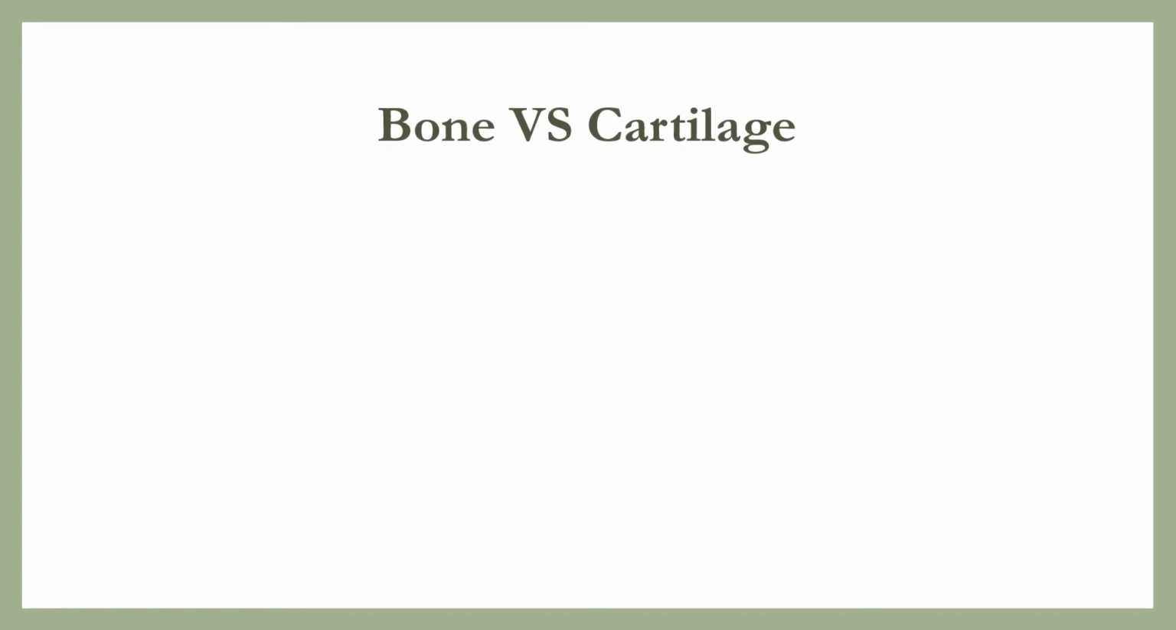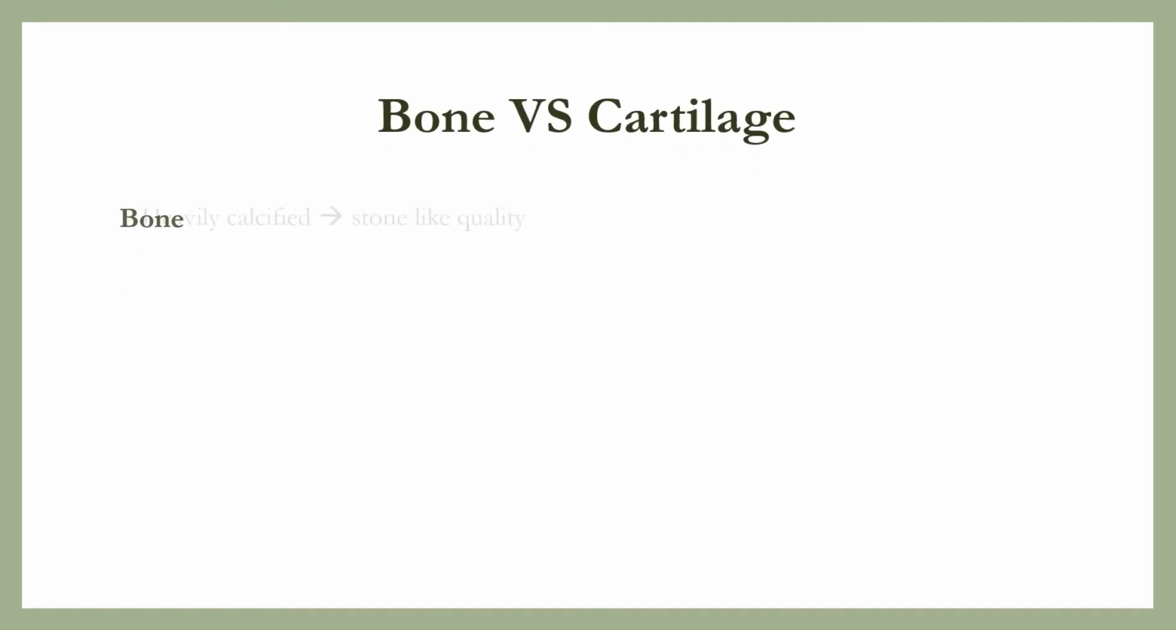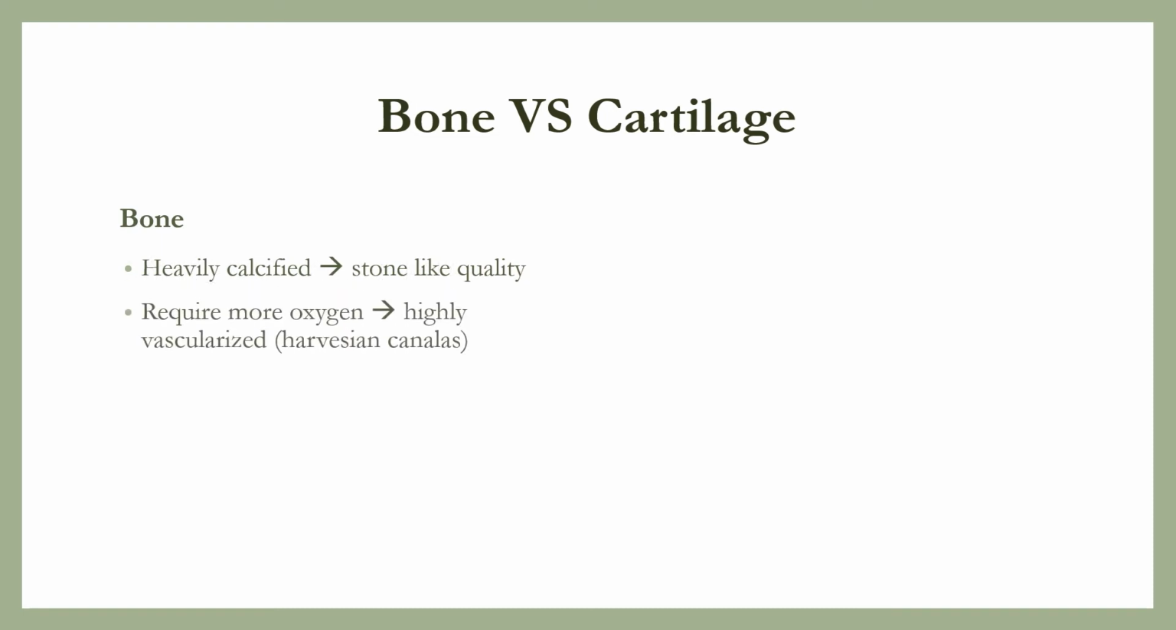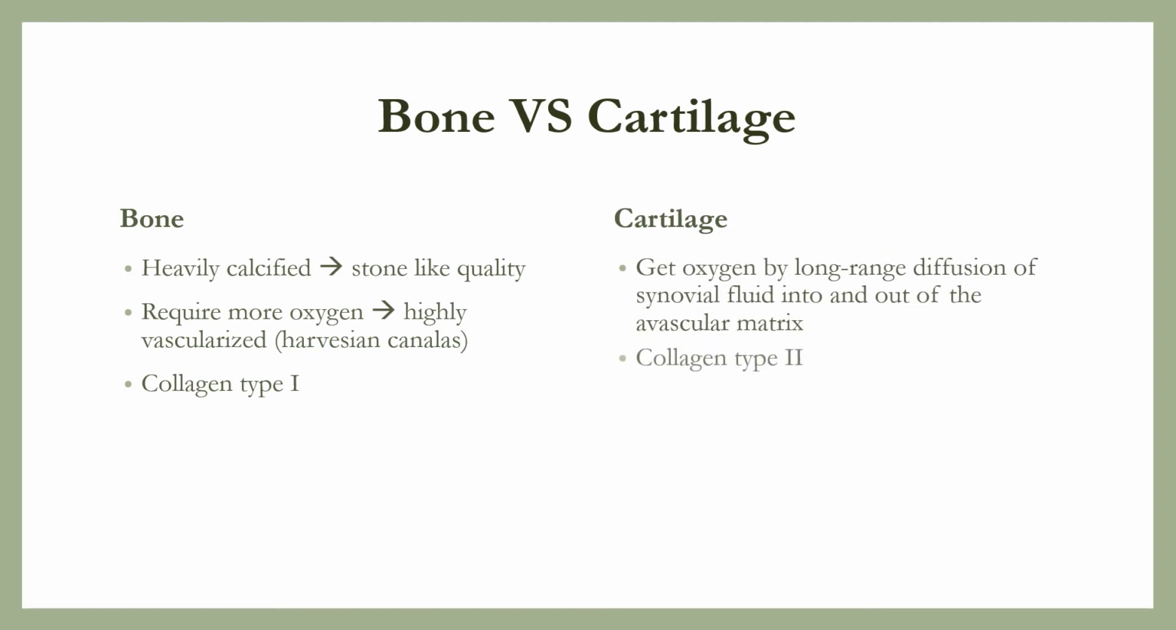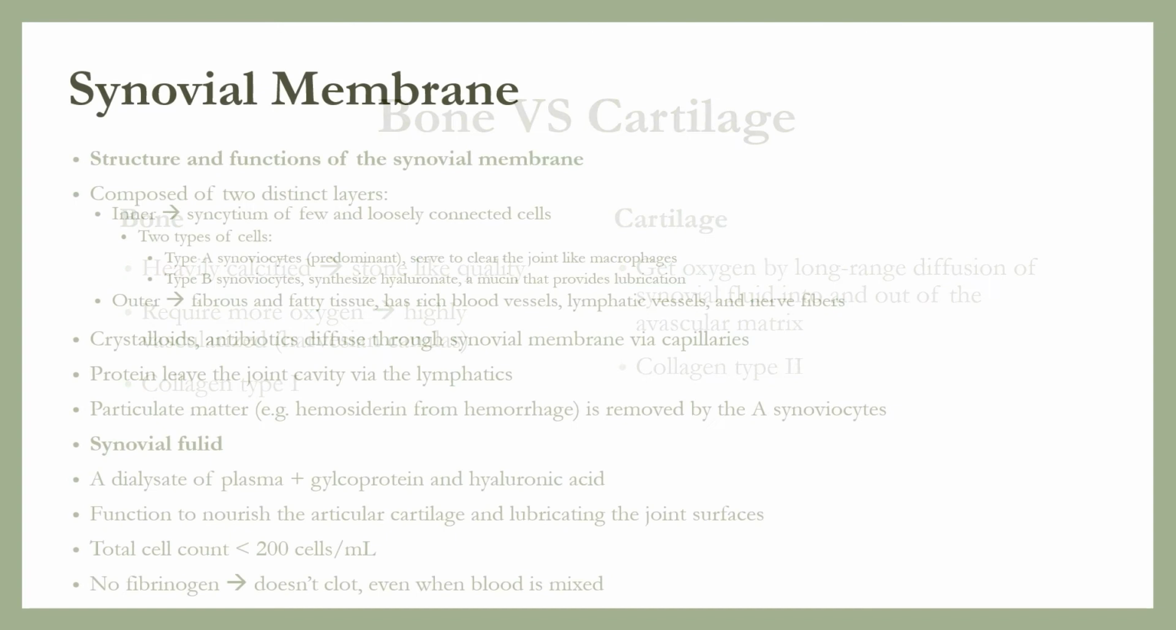Bone versus cartilage. The bone is heavily calcified, so it has a stone-like quality. It requires more oxygen, so it is highly vascularized. It consists of collagen type 1. The cartilage gets oxygen by long-range diffusion of synovial fluid into and out of the avascular matrix. It consists of collagen type 2.